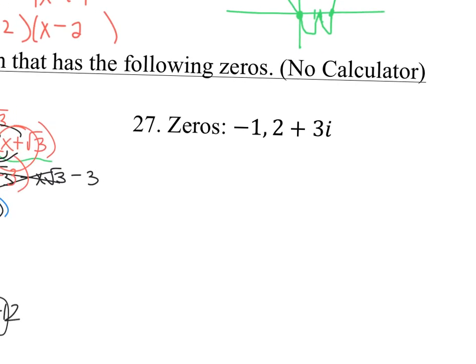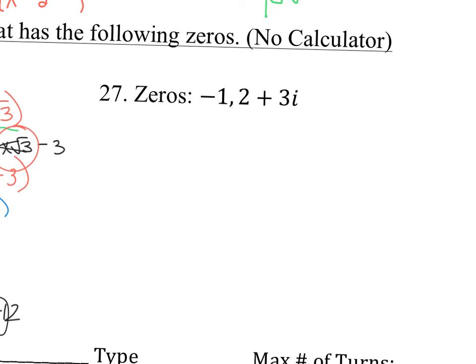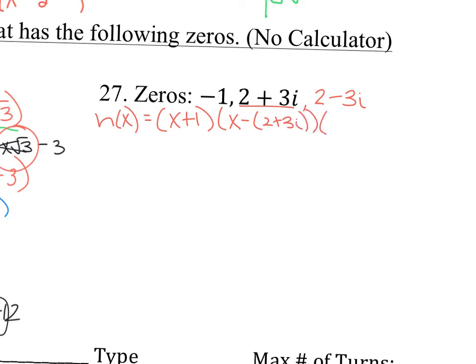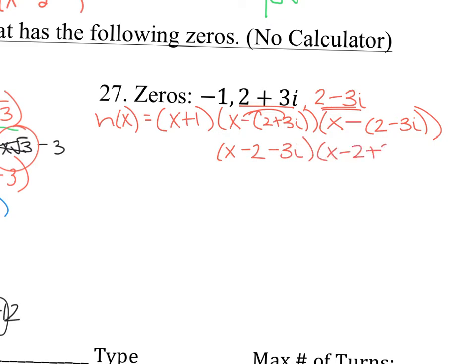If I come over and do the last one. Negative 1 is a 0, and then I have 2 plus 3i, so I know its conjugate is also a root. So I'll call this one h of x. I have x plus 1, and then I have x minus this, 2 plus 3i. That is always the opposite, times x minus this. So now I'm going to distribute this negative inside. So I have x minus 2 minus 3i and x minus 2 plus 3i.